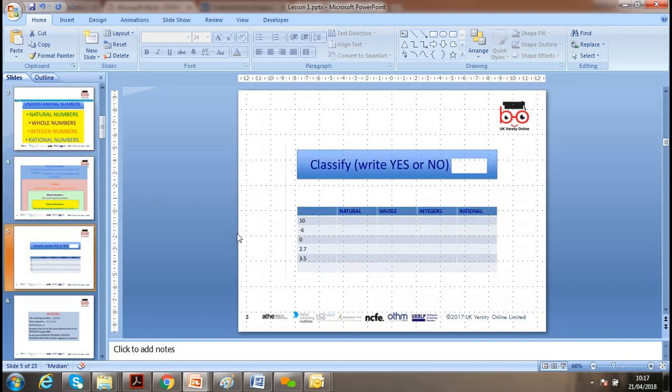Okay, so we'll go through this one. Which one is a natural number, whole, integer, and rational? So, this is a slide question.